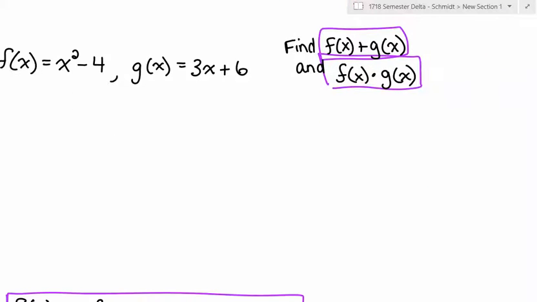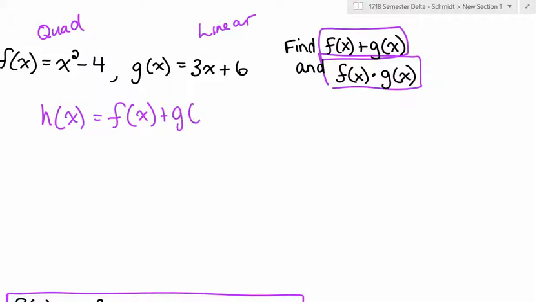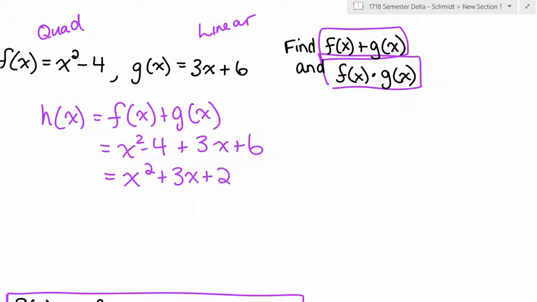Okay, so here we've got a quadratic and a linear, and we're going to try to add these functions together. I'm going to call my new function h of x, and h of x is going to be f of x plus g of x. So I'm just going to go ahead and add them: x squared minus 4 plus 3x plus 6. And I might as well collect like terms. So I have x squared plus 3x plus 2.